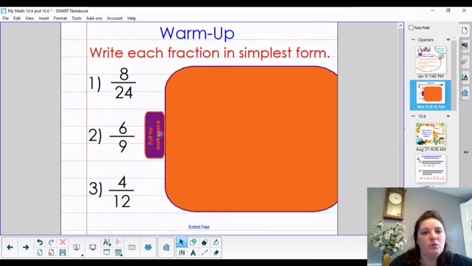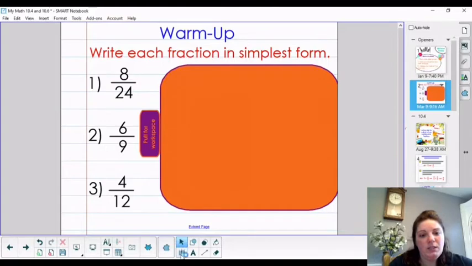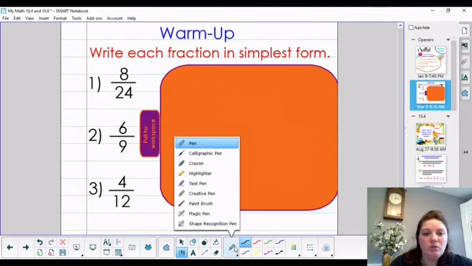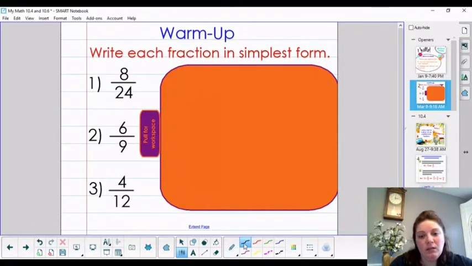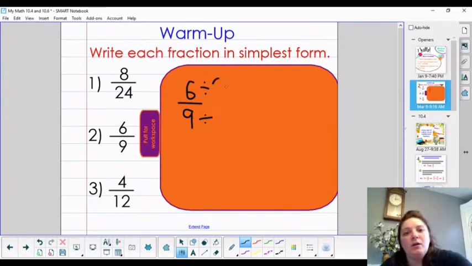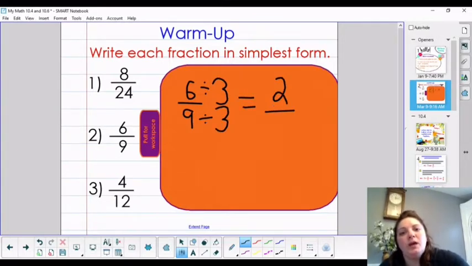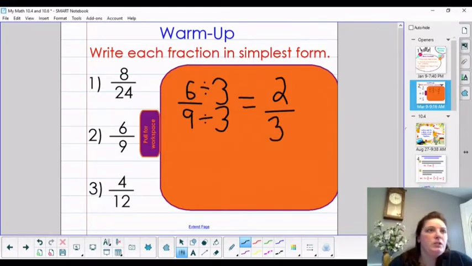Sorry, my computer's a little slow. So we have 6/9. So we need to take 6/9 and write it in simplest form. You should be thinking of which times tables have a 6 and a 9. In this case, other than 1, the only times table that has a 6 and a 9 would be your 3 times tables. So that means that my GCF of 6 and 9 is 3. And I can divide 6 and 9 both by 3. 6 divided by 3 is 2. 9 divided by 3 is 3. 6/9 simplified gives you 2/3.